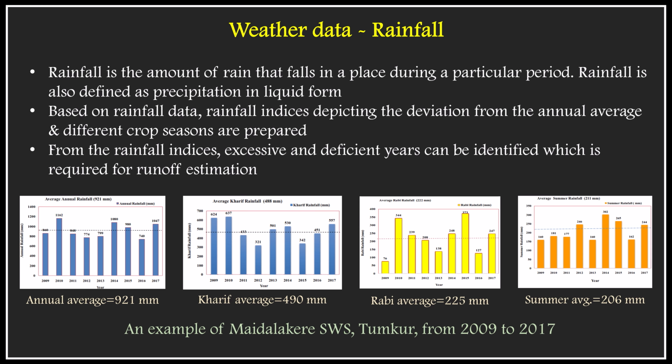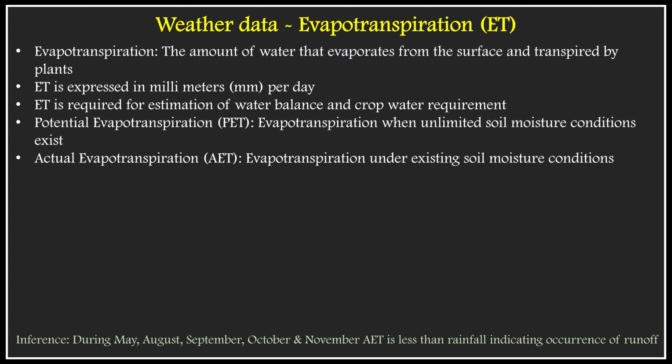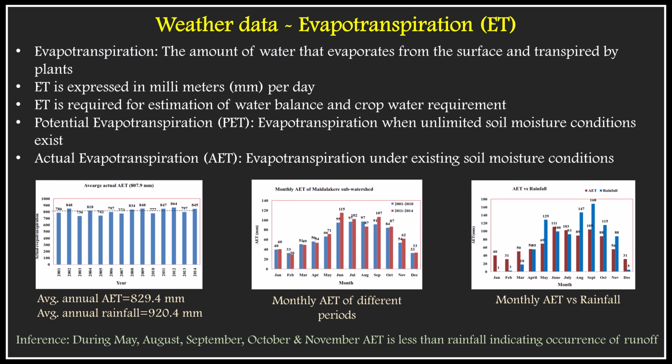Based on the rainfall data, rainfall indices depicting the deviation from annual averages and different crop seasons are prepared. With these rainfall indices, it is easy to understand the deficient and excessive rainfall that can be used for estimation of runoff. Next important parameter under weather data is evapotranspiration. It is the amount of water that evaporates from the surface and is transpired by plants. This is required for the estimation of water balance and crop water requirement.